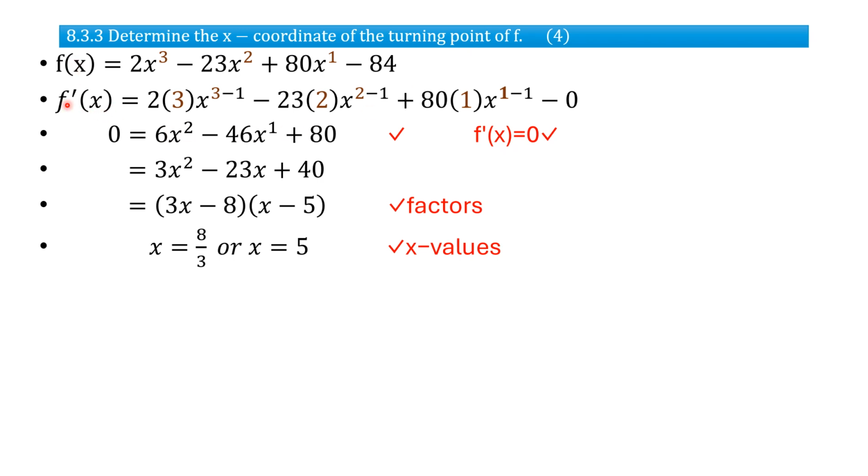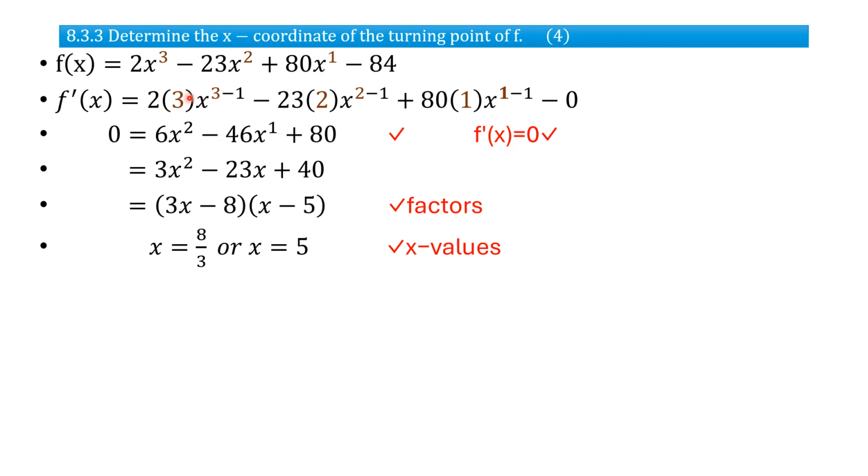So f prime of x: 3 times 2, x to the power 3 minus 1; 2 times negative 23, x to the power 2 minus 1; 1 times 80, x to the power 1 minus 1. And the first derivative of a constant will always become 0. So you don't need to write that line. I've written that line just to refresh and show you what we've done.